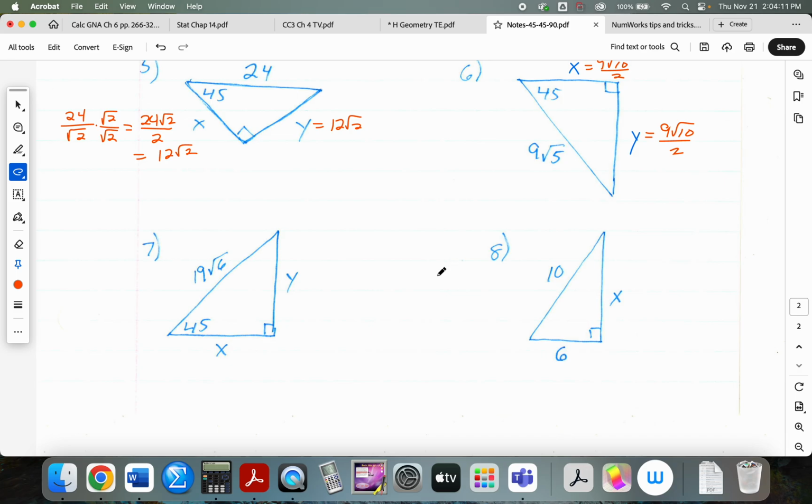All right, for number 7, which side are we given? Leg or hypotenuse? Hypotenuse. What do we do to the hypotenuse to get the leg? Do we multiply or do we divide? We're going to divide by the square root of 2. This time we can simplify really quickly and easily because 2 divides into 6 evenly. This is 19 square roots of 3. And so y is also 19 square roots of 3.